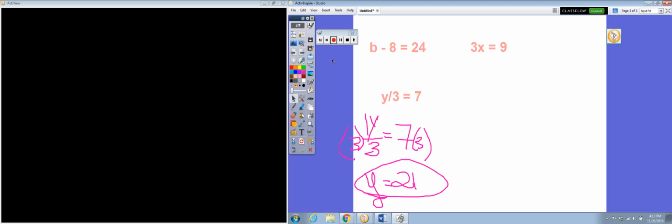And that's it for the review. Translating, you should have the paper on that, but I will attach the translating words help document under modules, under the 1-step and 2-step equations on Canvas.